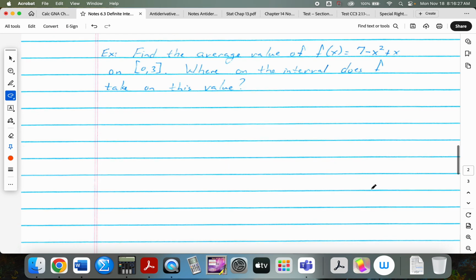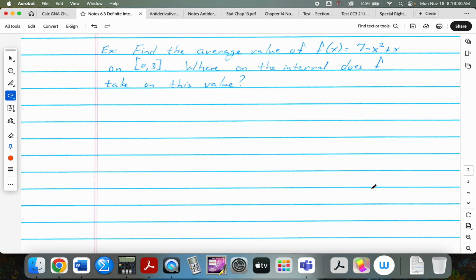So, let's do this one. Find the average value of f of x equals 7 minus x squared plus x on the closed interval from 0 to 3. Where on the interval does f take on this value? This is very much going to be a calculator problem. So the average value of f is going to be the integral from 0 to 3 of 7 minus x squared plus x dx. That tells me the area, divided by 3 minus 0 tells me the base.